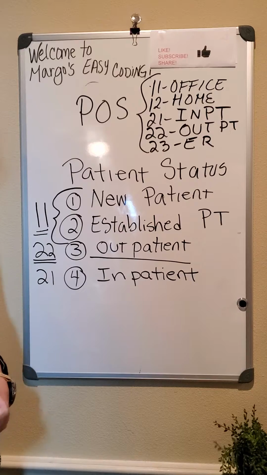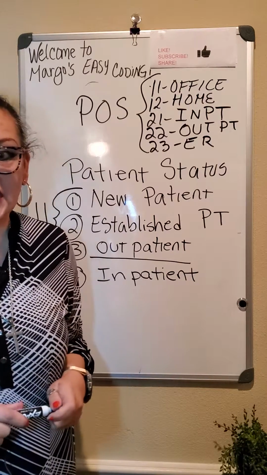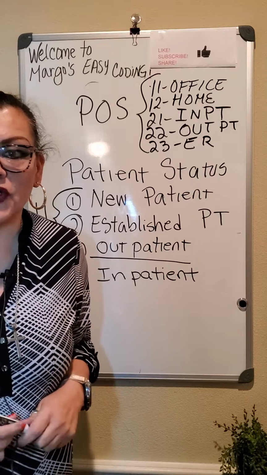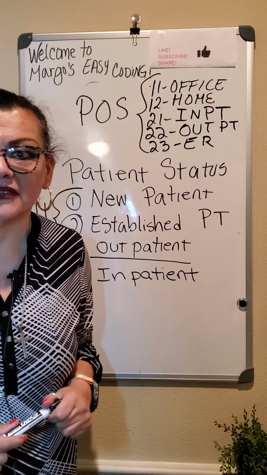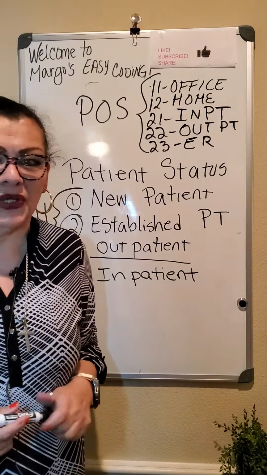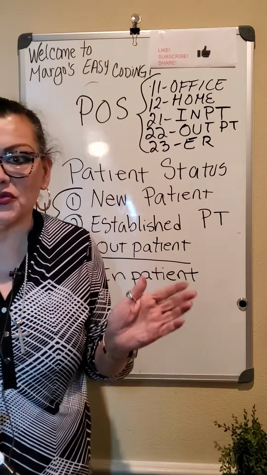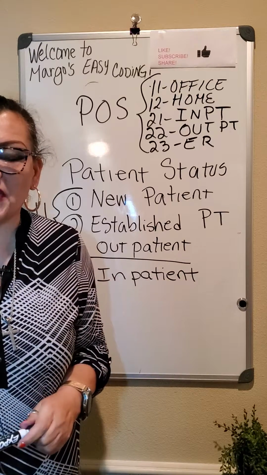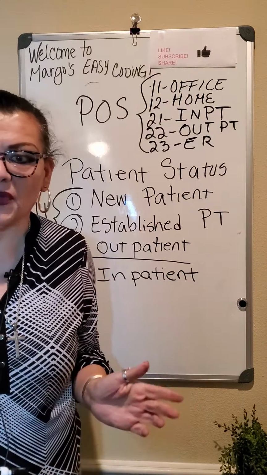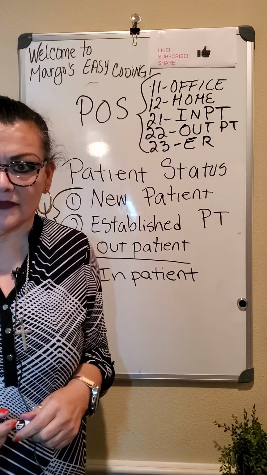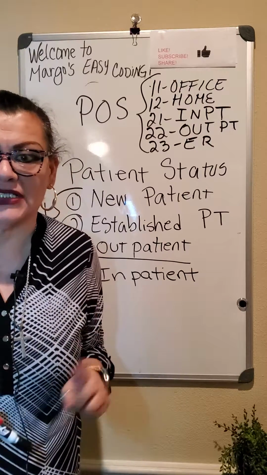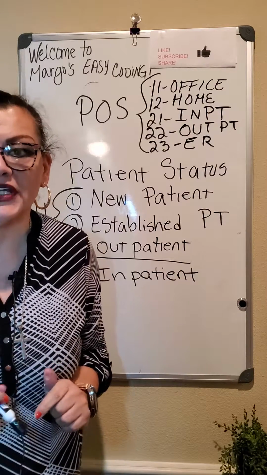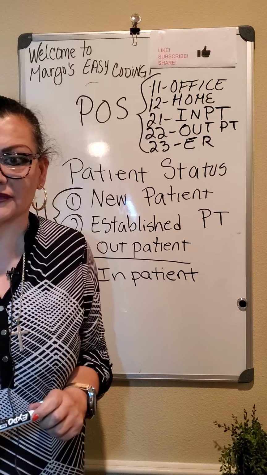So you cannot send a claim to the insurance company for the emergency room and indicate that your place of service is 21. Because the insurance company is going to be like, wait a minute, you're telling me that the patient was in the emergency room, but you're telling me that the place of service was 21. 21 is inpatient. 21 is inpatient for a patient that is being admitted in the hospital, spending more than 23 hours in the hospital.